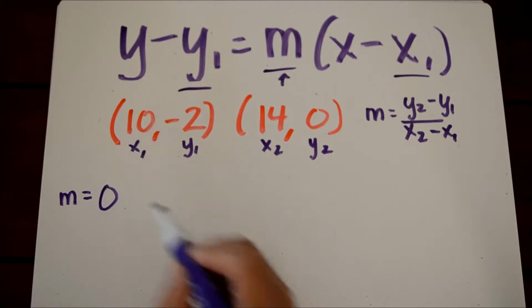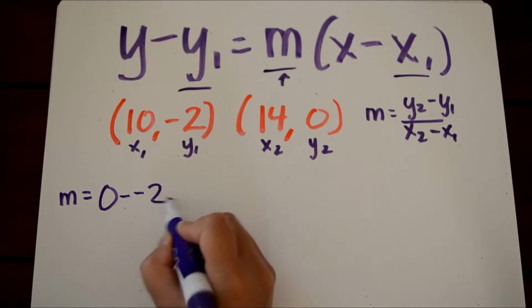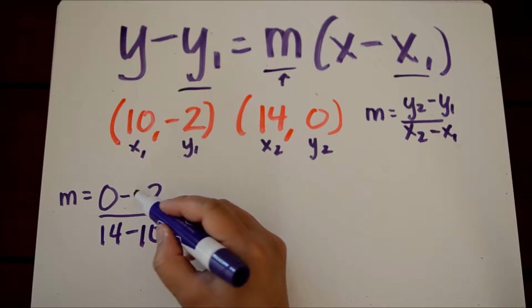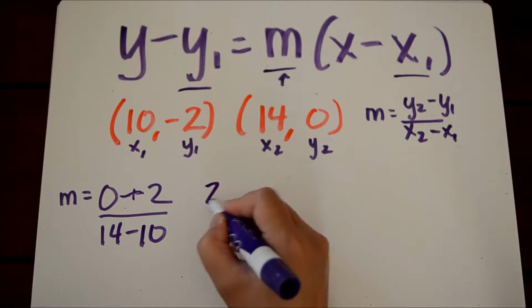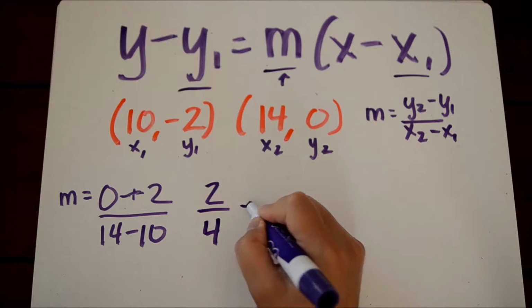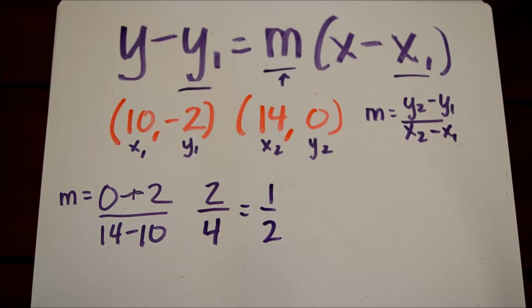Our slope is 0 minus negative 2 over 14 minus 10. 0 minus a negative 2 becomes plus 2, which is 2, and 14 minus 10 is 4, and 2 over 4 can be reduced to 1/2. So this is our m value, or our slope.